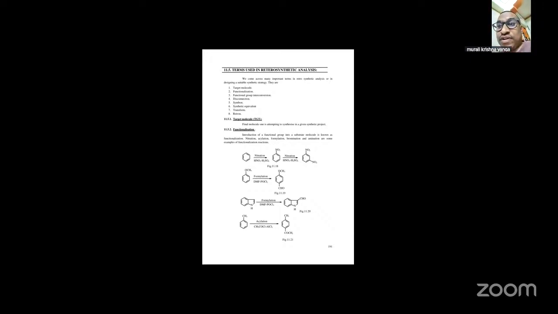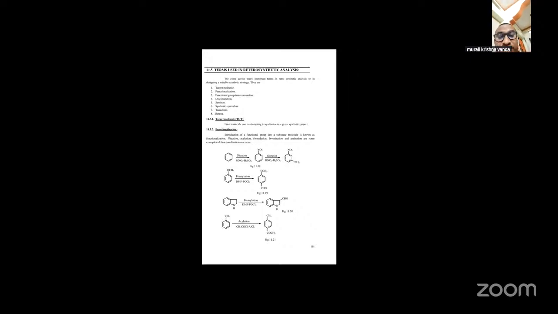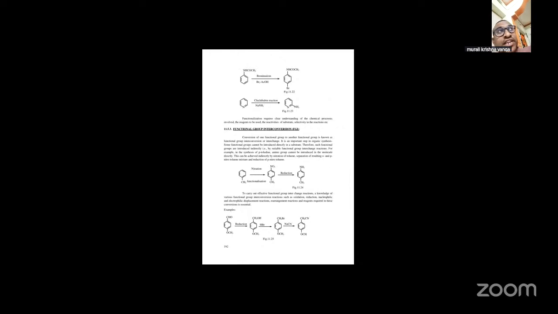Functional group interconversion, FGI. Conversion of one functional group into another functional group is called functional group interconversion. For example, toluene undergoes nitration to give para-nitrotoluene. This para-nitrotoluene under reduction gives para-methylaniline as the product. Here the nitro functional group is converted into an amine functional group.